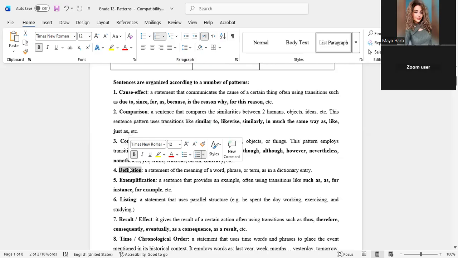Number four, definition is when you're defining something in the sentence. When I say, COVID-19, a widespread virus, was very contagious among people. Contagious means easily transmitted from one person to another. So what is COVID-19? COVID-19 is a virus. So I defined it in the sentence.